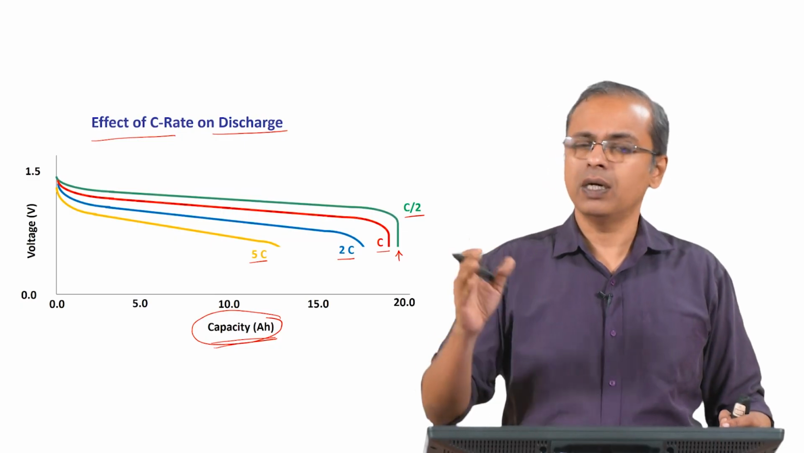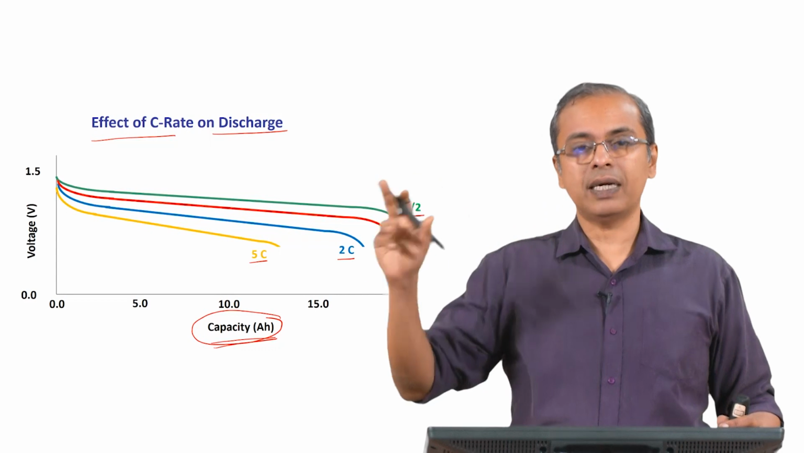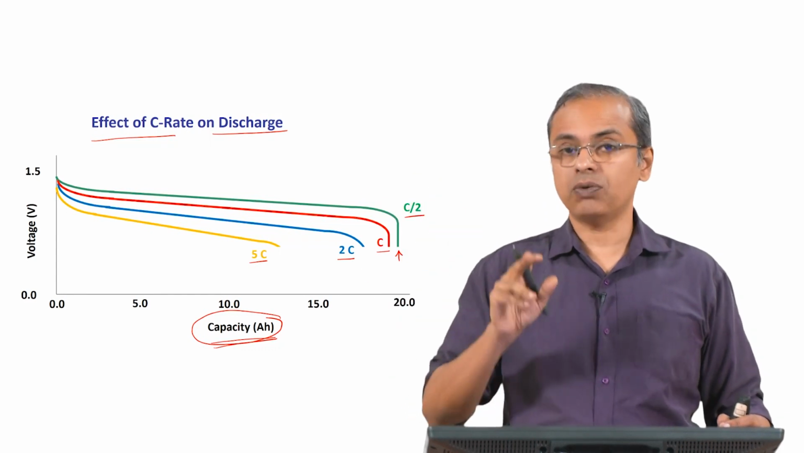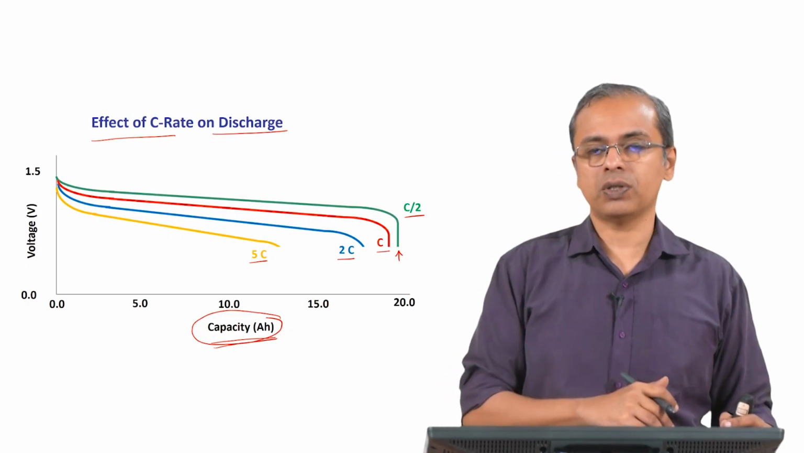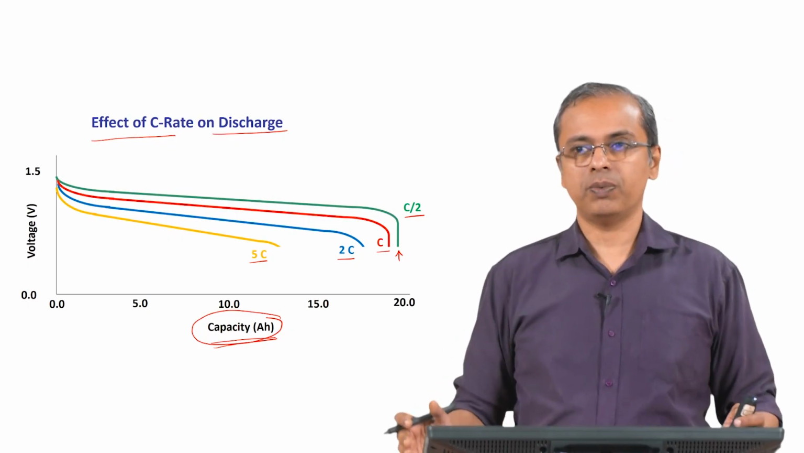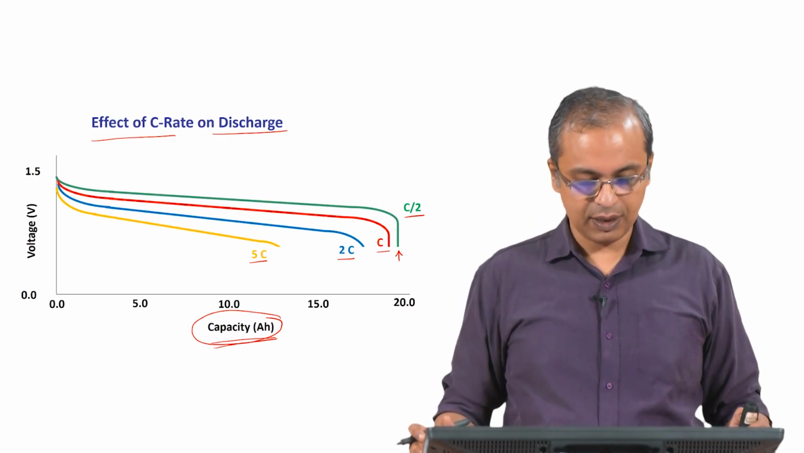That would be a beautiful battery. You make a battery where you start at C by 2 rate, you go up to 5C rate or even 10C rate, and you will still keep getting the full capacity of the battery out. That would be a very nice battery to make. Usually that is not the case. The higher the rate at which you draw the current, the lower is the capacity that you are able to extract from the battery. So, this is the effect of the C rate on the charge or discharge.